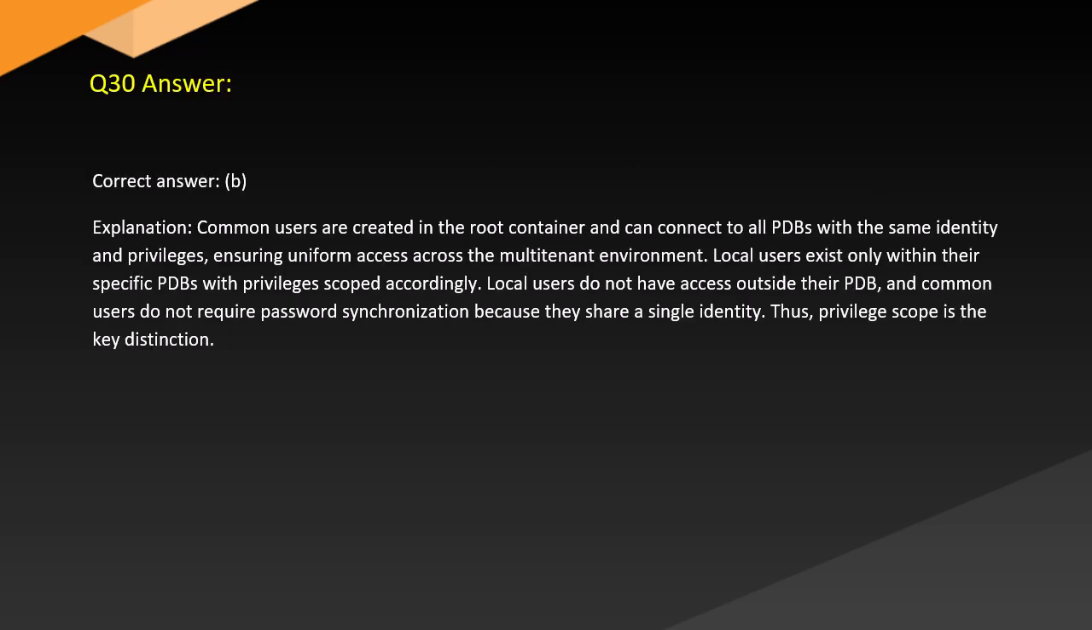Answer. Correct answer: B. Explanation. Common users are created in the root container and can connect to the root or any PDB with the same identity and privileges, ensuring uniform access across the multitenant environment. Local users exist only within their specific PDB, with privileges scoped accordingly. Local users do not have access outside their PDB, and common users do not require password synchronization because they share identity. Thus, privilege scope is the key distinction.